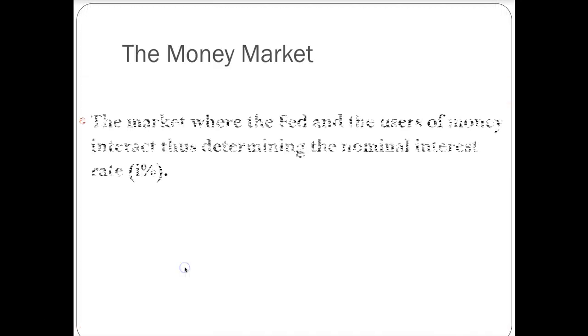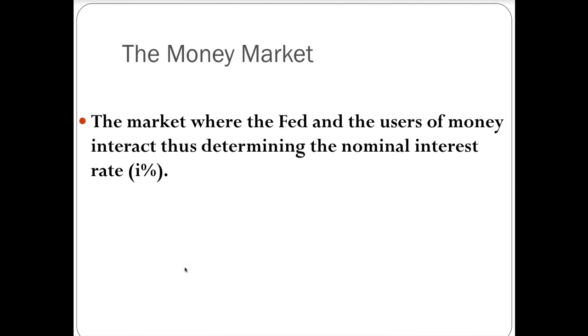So let's talk about the money market. The money market is the market where the Fed and the users of money interact, thus determining the nominal interest rate. Remember, we're not looking at the real interest rate here. We're looking at the nominal rate. The Federal Reserve will set nominal rates, and they'll only know the real rate after the fact, after they know inflation. Remember that the real interest rate is equal to the nominal rate minus that inflation rate.